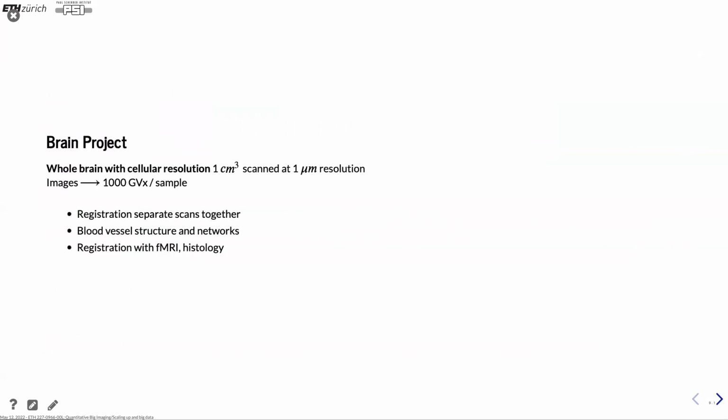You can also look at the brain project, the whole brain at cellular resolution. Here, 1 cubic centimeter is scanned stepwise at 1 micron resolution. That also gives us 1,000 gigavoxels per brain sample. And here we also need a registration task to get all these subvolumes to match up. What they want to look at is the blood vessel structure and networks, and ideally also combine it with functional MRI and histology information. So that's also quite a challenging task to handle all this data.